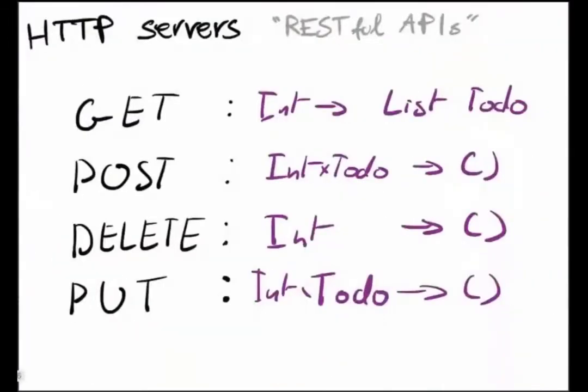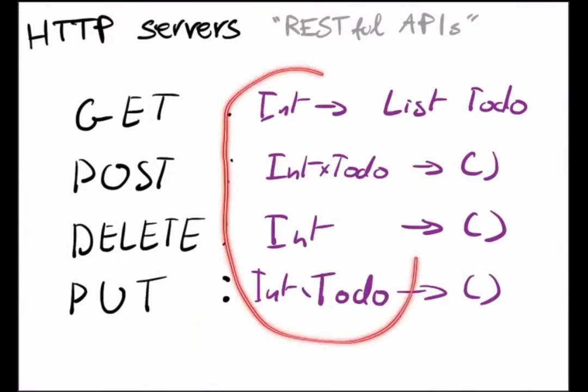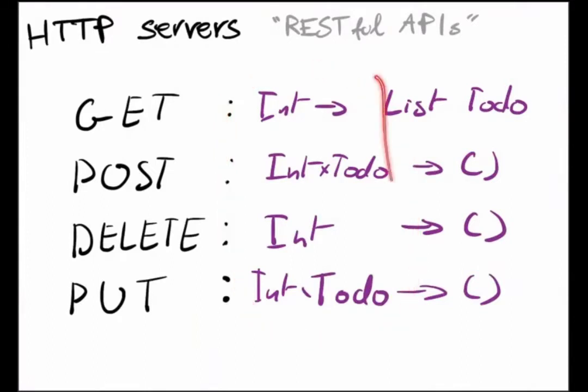If we look at the server from the perspective of its API and of a user of the API, you can see each endpoint as a function where you provide some information and you obtain a result from the server. So everything on the left of the arrow comes from the client, and everything on the right of the arrow comes from the server.